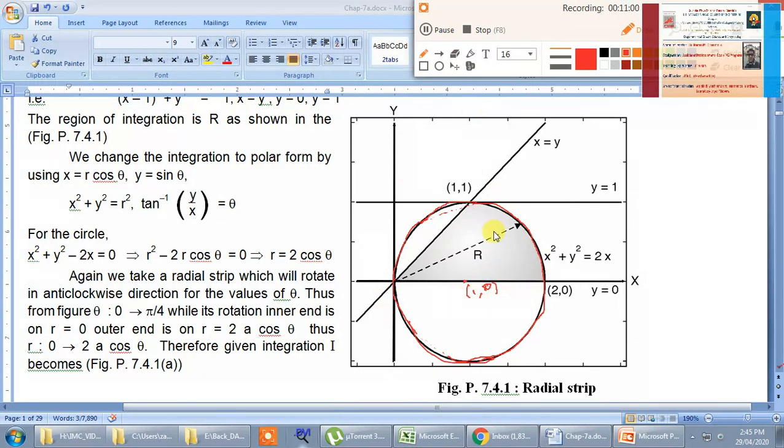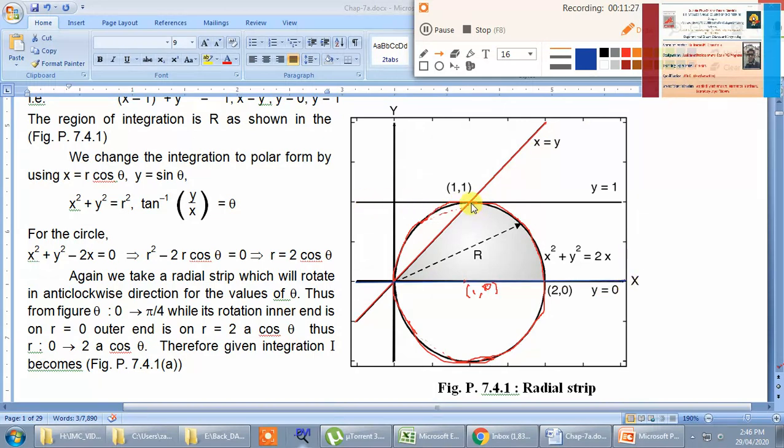Now what about the second curve? The second curve is x equal to y. Obviously it is a very standard curve. It is a straight line bisecting the first and third quadrant. Then the next curve is y equal to 0, which will be here. And the last curve will be y equal to 1.